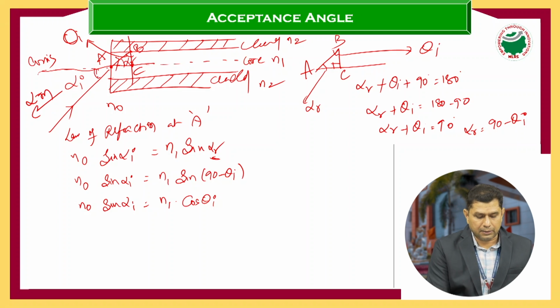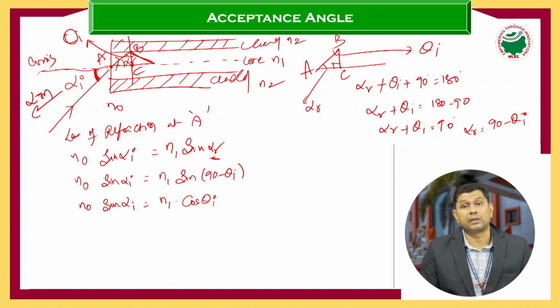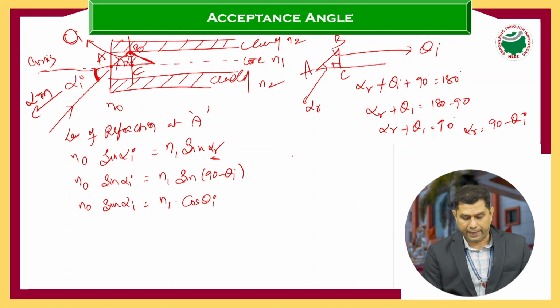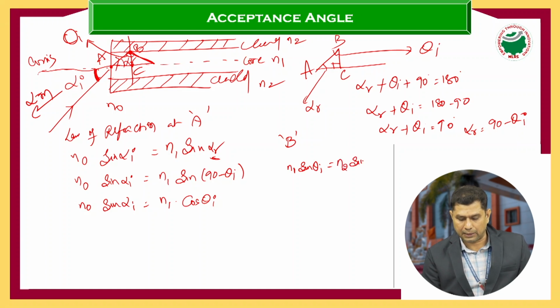Here you are adjusting the incident angle to the acceptance angle, which means the incident ray is more than the critical angle. Already I showed you how to find the critical angle. Simple. At point B, I am applying the law of refraction, as the ray is moving from core to clad. N1 sin theta I equals N2 sin theta R, the usual law of refraction. But here I am calling this theta I as theta C.